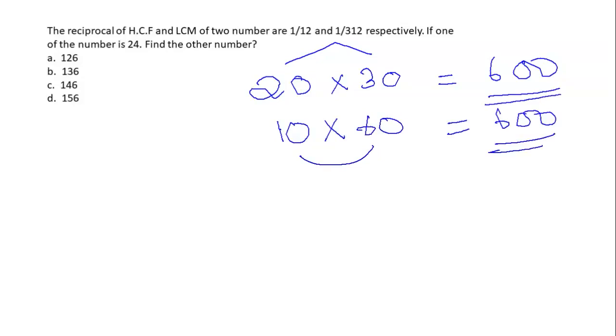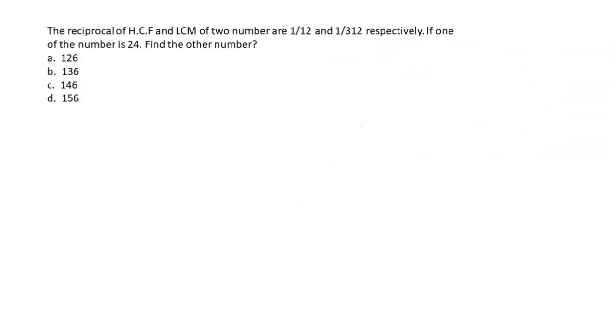So when I multiply the HCF and LCM of those numbers, I get 600, which is the product of the two numbers, correct? This means that when I multiply the HCF and LCM of two numbers, it equals the product of the numbers. So if the reciprocals of the HCF and LCM are 1/12 and 1/312, then the HCF should be 12 and the LCM should be 312.